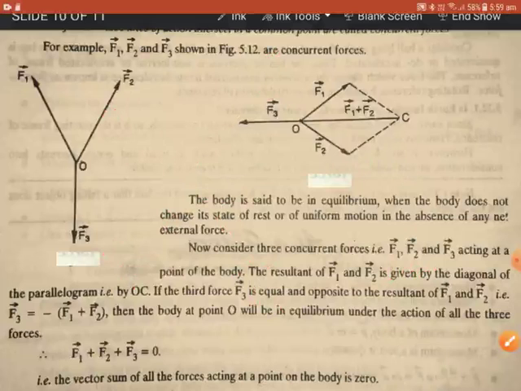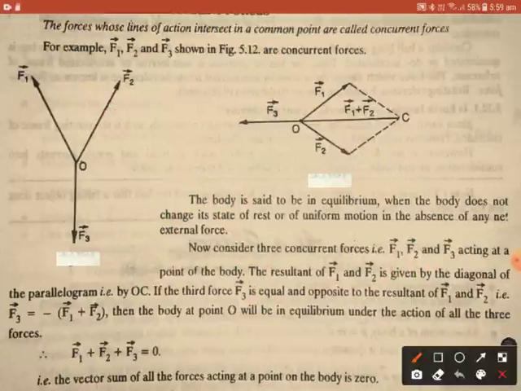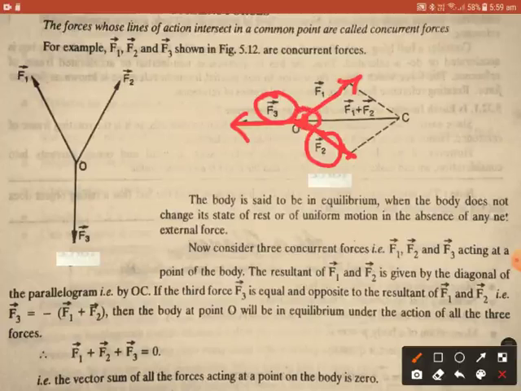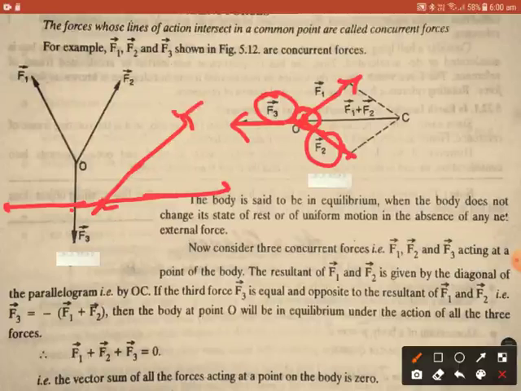For example, if there are three forces here, one denoted by F1, another denoted by F2 vector, and another denoted by F3 vector, and if these three vectors, when produced, intersect at a point here, then these forces are known as concurrent forces. Suppose one force here, another here, another here, and if they intersect at a point, then these three forces are known as what? Concurrent forces. That is the meaning.